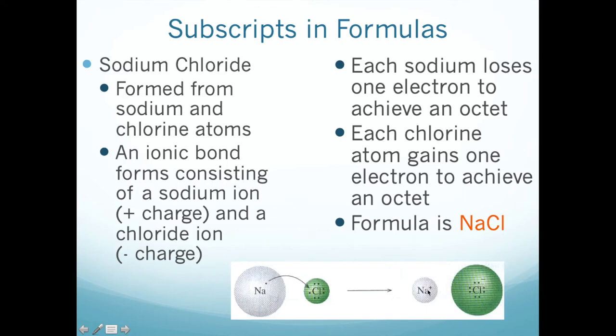Now, +1 and -1 are equal and opposite charges, so they balance out to give you a net of 0. Right? +1 - 1 equals 0. So you only need one sodium ion and one chloride ion to balance out those charges. So when we write out the formula of sodium chloride, we just have one of each element. Technically there's a subscript here of 1. We don't bother writing it though.